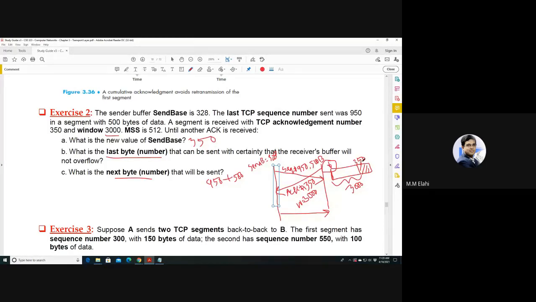So how do you get this byte number? Just add 350 with 3000. Basically, it will be the last acknowledgement number plus the window. See, the window is 3000. So 350 plus 3000, 3350. That will indicate the last byte number the sender can send so that the receiver's buffer will not overflow.